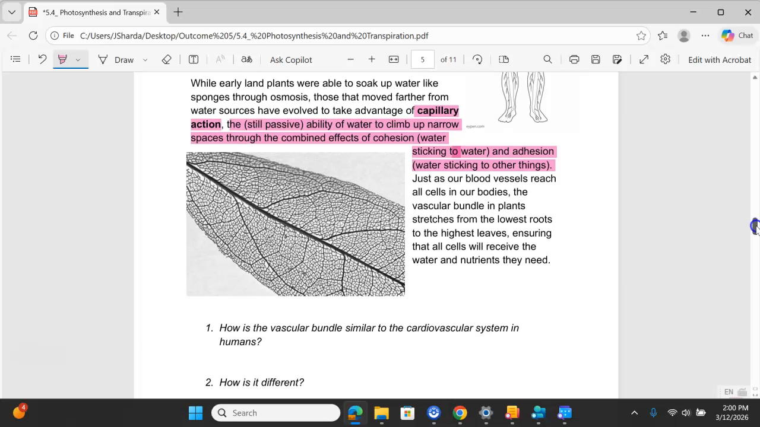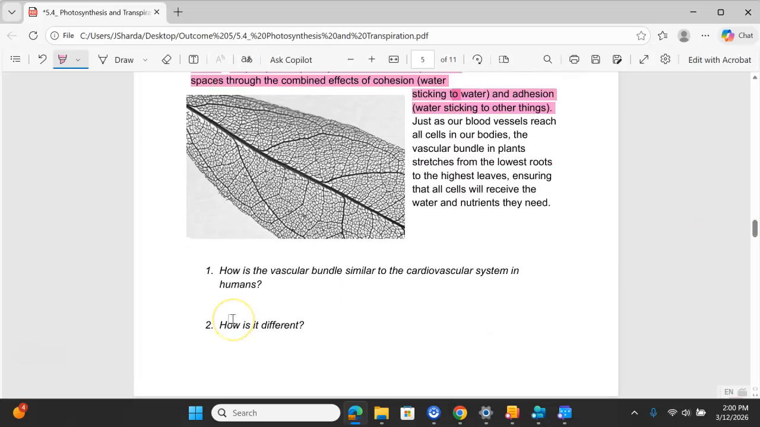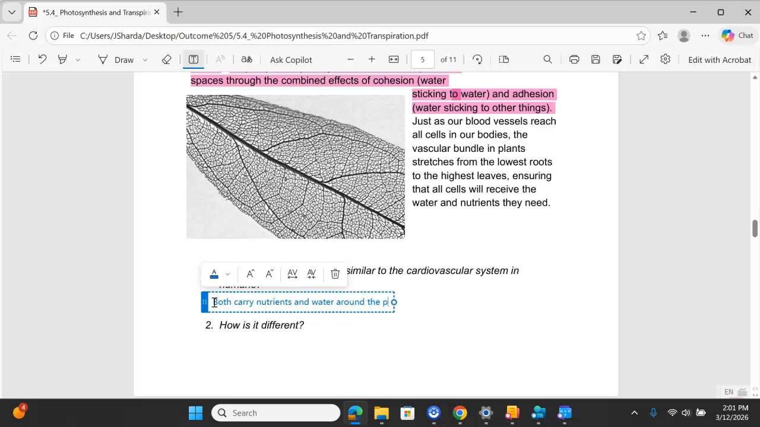So let's take a look at these questions. How is the vascular bundle similar to the cardiovascular system in humans? Okay. Well, let's just say both carry nutrients and water around the plant or human body. It's kind of like a plumbing system, right? How is it different?